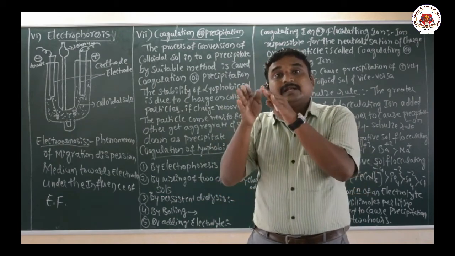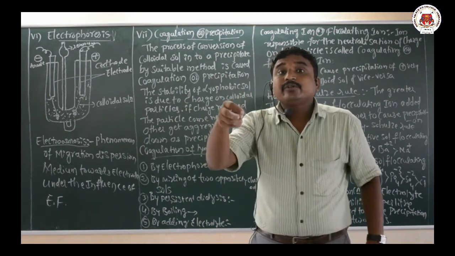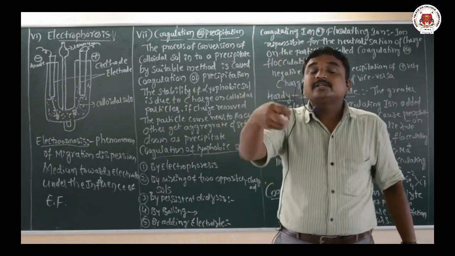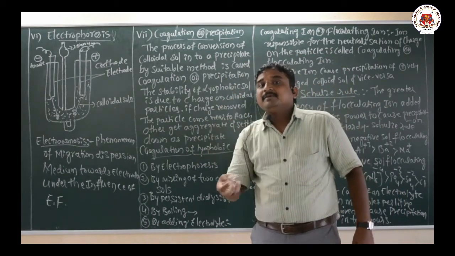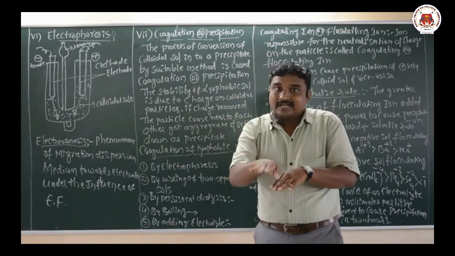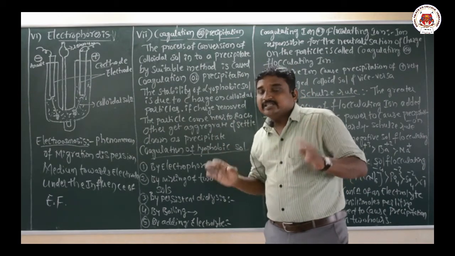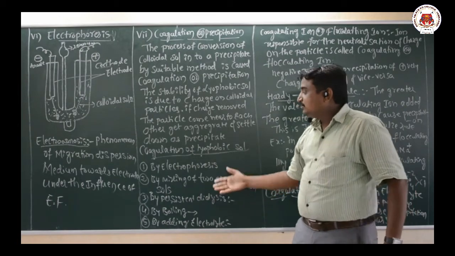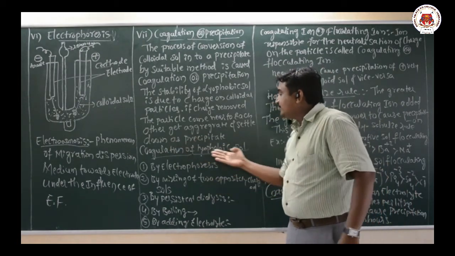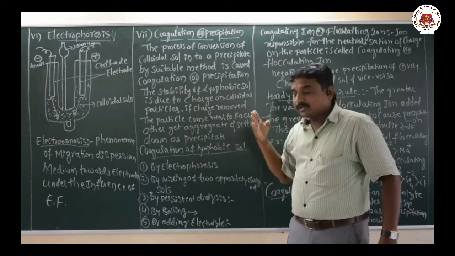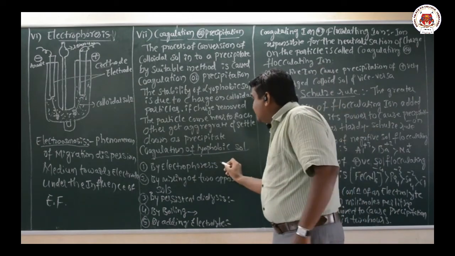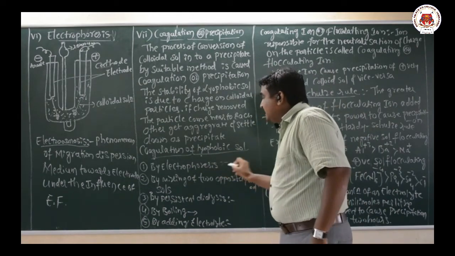When we remove the charges which are present on the colloidal particle, at that time the colloidal particle gets settled down. That process is called coagulation or precipitation. Here we have some methods which are used for coagulation of lyophobic sol. The first method is electrophoresis.